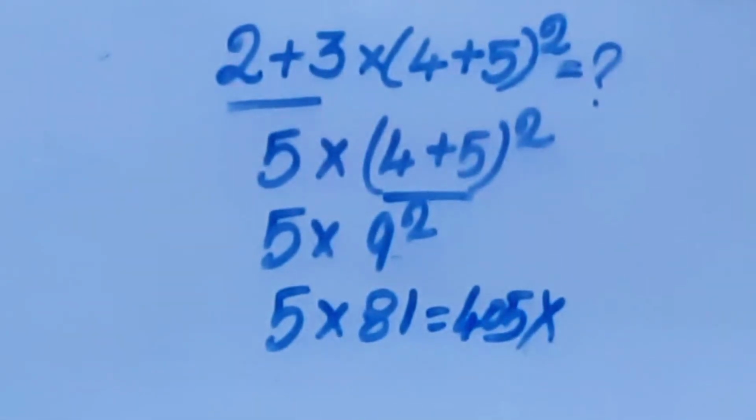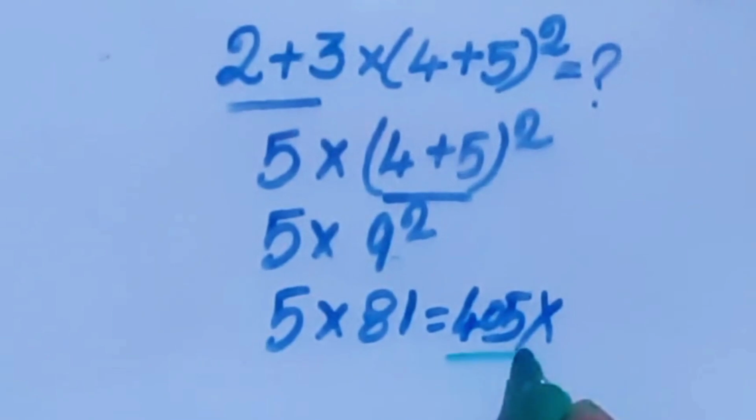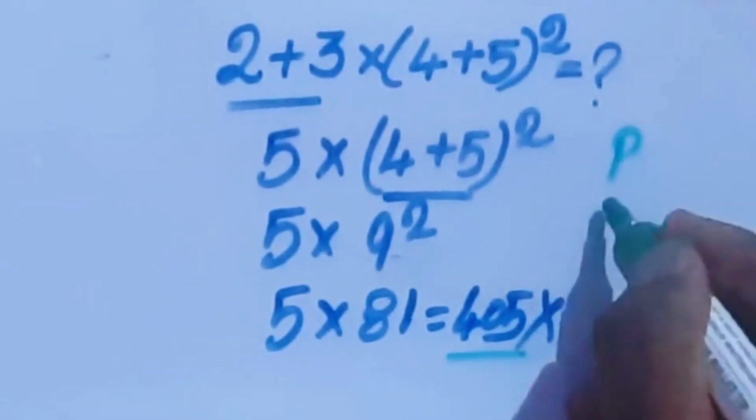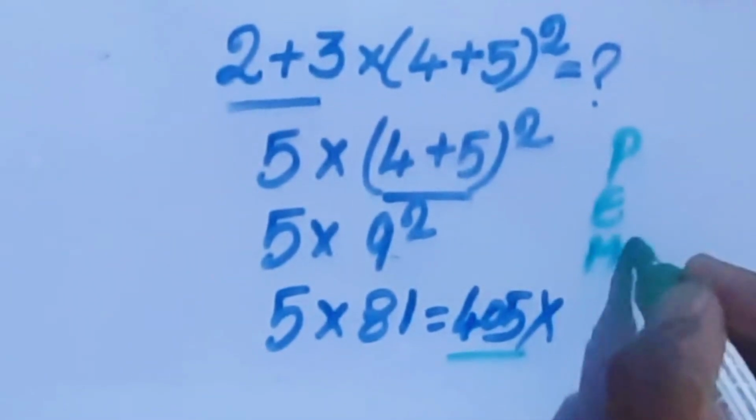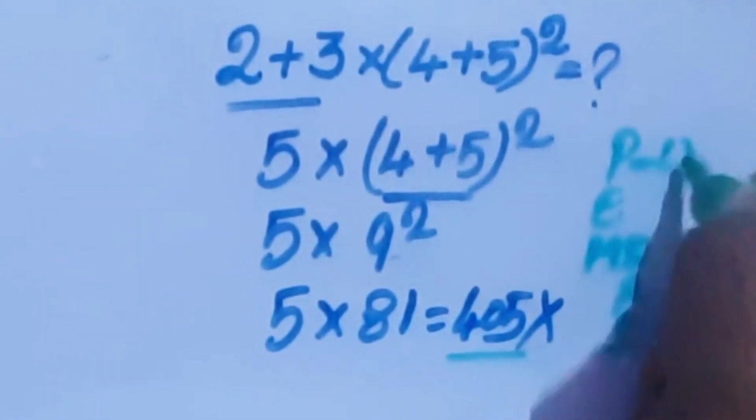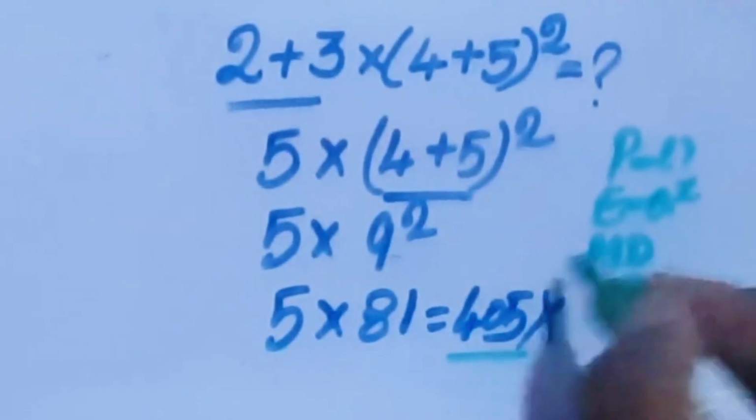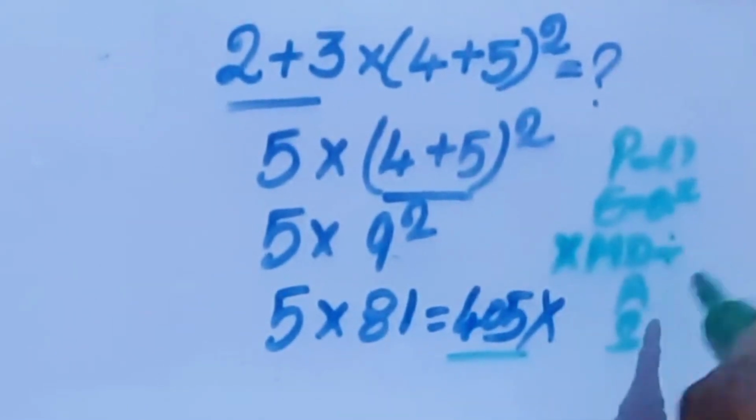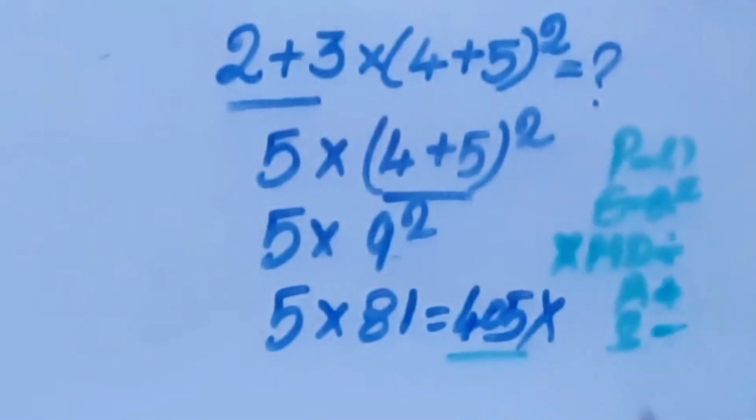As per this order of operations PEMDAS, this 405 is the wrong answer. Here we are going to introduce this PEMDAS rule from order of operations to solve this problem in the correct order. Here this is a bracket, this is E, exponent, M stands for multiplication, D stands for division, A stands for addition, S stands for subtraction.